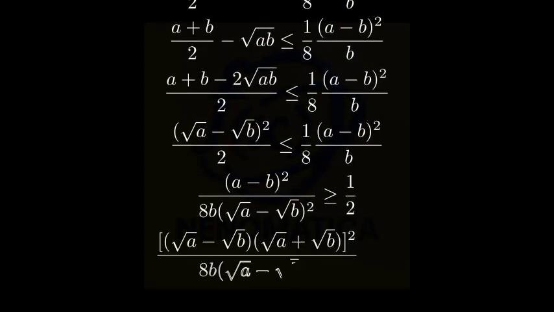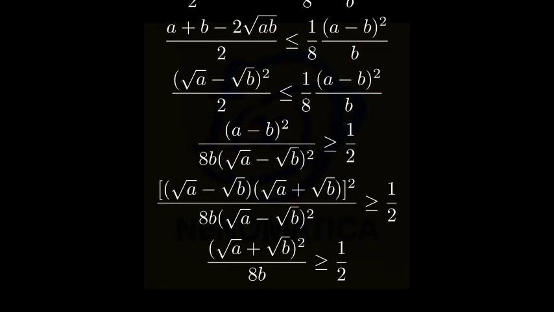We can rewrite this as the square of the quantity (square root of a minus square root of b) times the quantity (square root of a plus square root of b), divided by 8b times the quantity (square root of a minus square root of b) squared, is greater than or equal to 1/2. Simplifying the expression, we know that the product of the sum and difference of square roots equals the difference of the original terms. So, square root of a minus square root of b times square root of a plus square root of b equals a minus b. This gives us the square of (square root of a plus square root of b) divided by 8b is greater than or equal to 1/2.